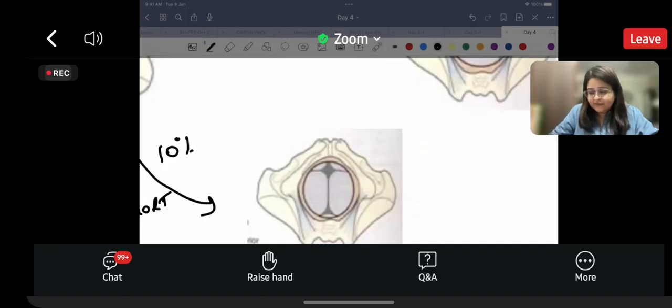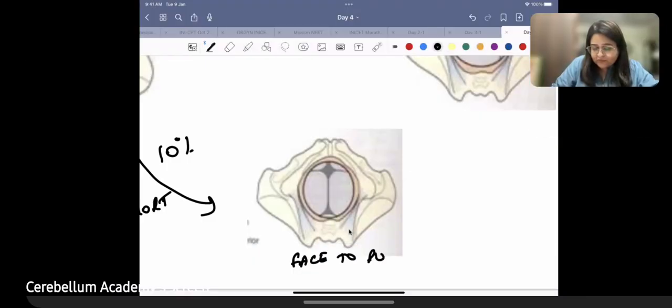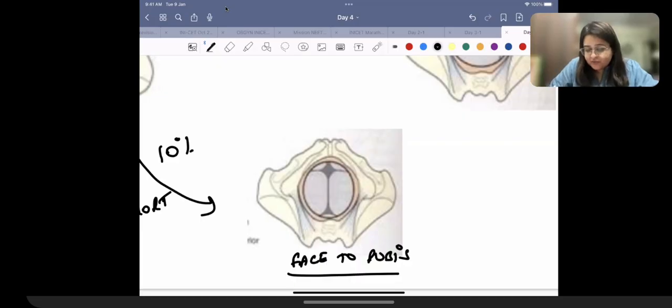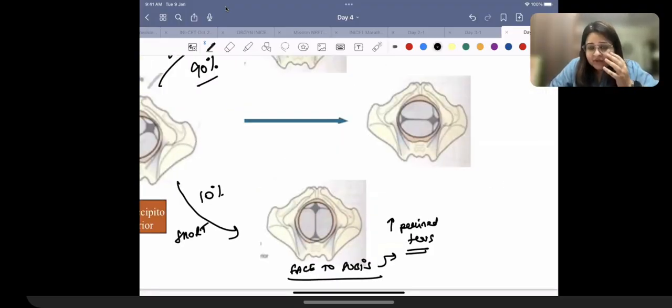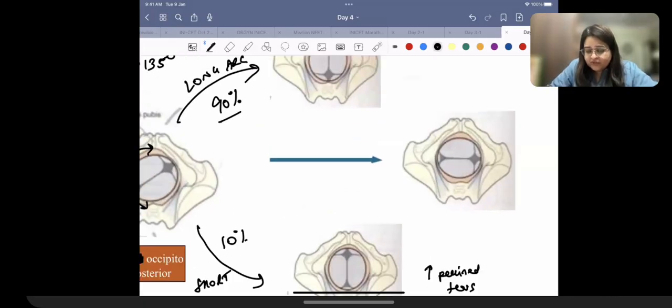Okay, so what is happening here? In 10% of patients, this baby is born by face to pubis delivery. Okay? So face to pubis, and the problem with face to pubis is although things are okay, this is associated with higher perineal tears. So it's a good idea to give an episiotomy, because a wider diameter is distending the perineum. Okay, so this is what's happening.